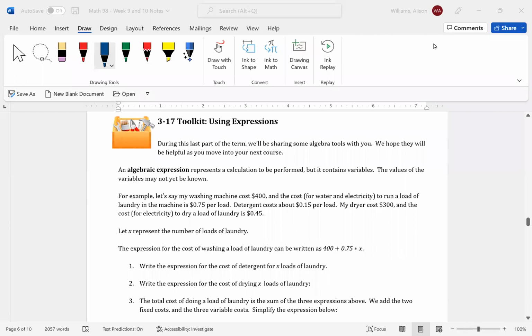In this video, we're going to talk about expressions and how they can be used. So an algebraic expression represents a calculation to be performed, but it contains variables, and the variables may not be known yet.